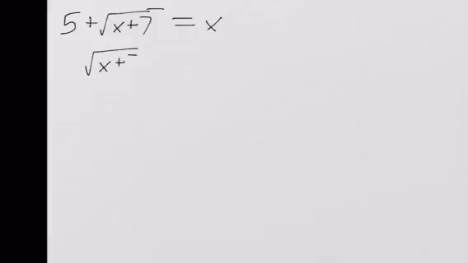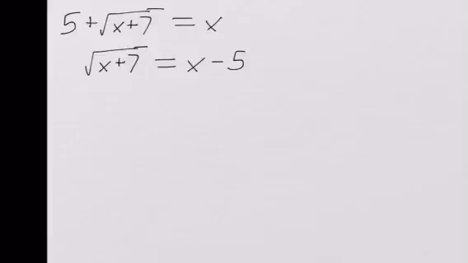So I give you the equation 5 plus the square root of x plus 7 equals x. Now we could square this as is, but that's going to get us in a situation we don't want to be in. So instead I'm going to start by getting the radical by itself. So I'm going to subtract 5 from both sides. That'll give me the square root of x plus 7 is equal to x minus 5.